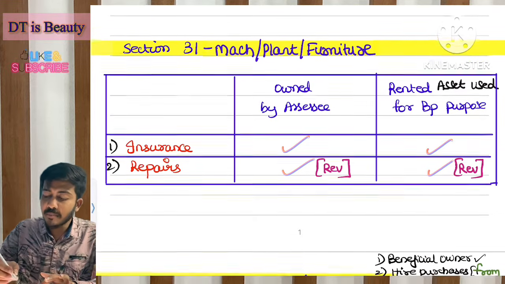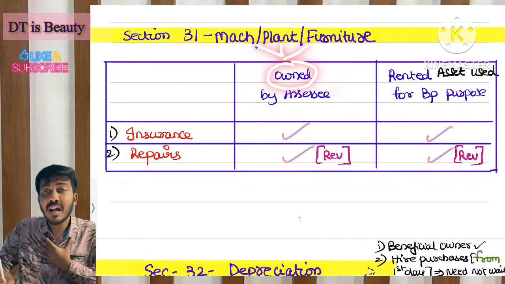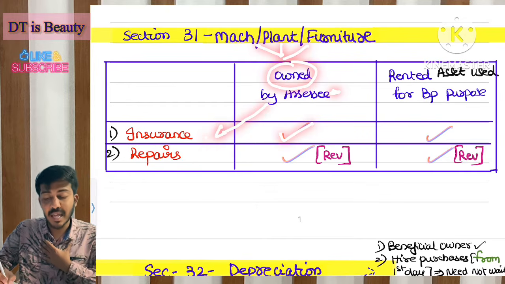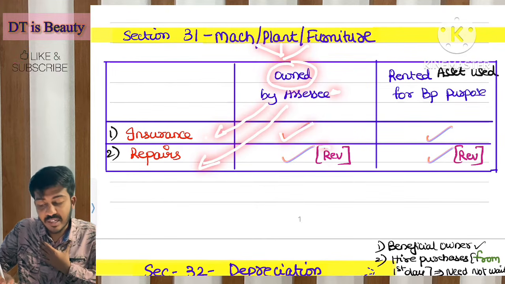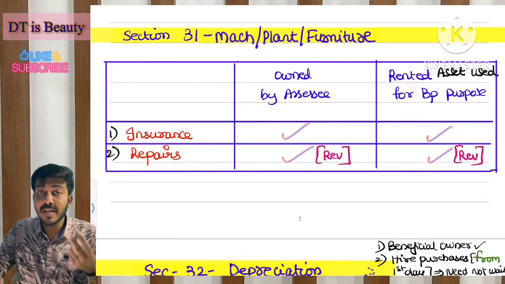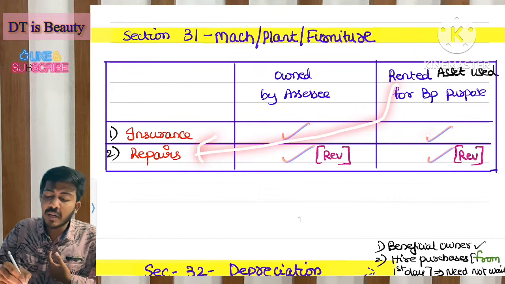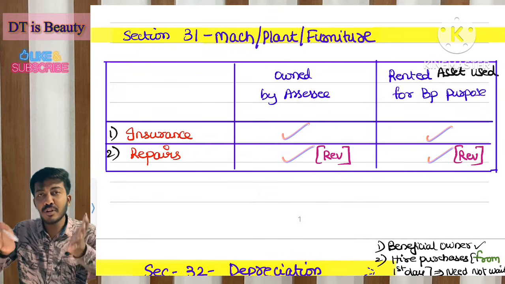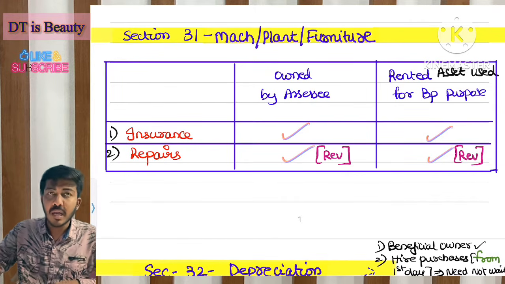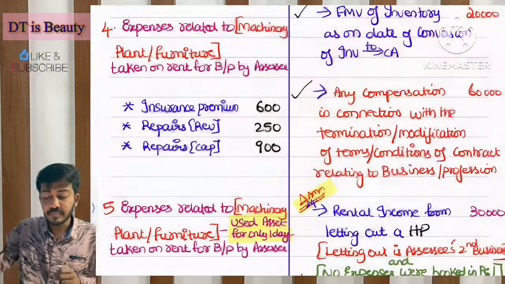So plant and machinery, furniture says that if these are the assessee's owned assets, if you incur any insurance related to it, yes, it is allowable. If you incur any repairs, if it is revenue repairs, it is allowed. Now, if you have taken these assets on rental basis for your business purpose and you are incurring any insurance on a third person's building, still it is allowed, because if you don't insure, your business is going to get affected. Therefore, it is an allowable expense. Come to the repairs. Only repairs that are revenue in nature can be taken as deduction under section 31. This is what it speaks.